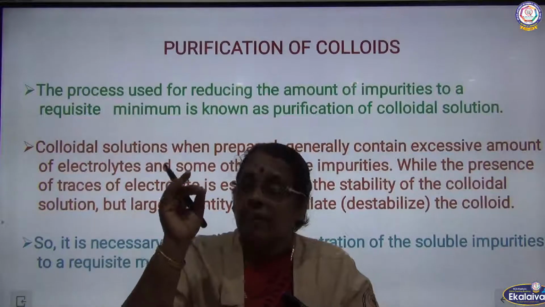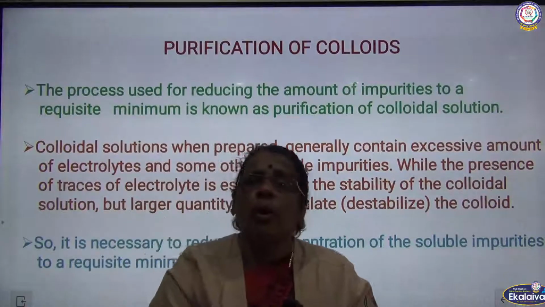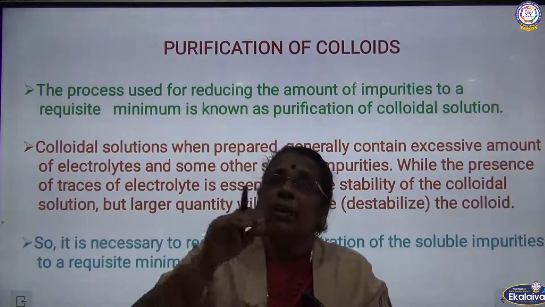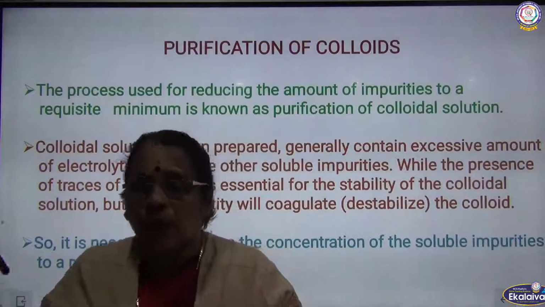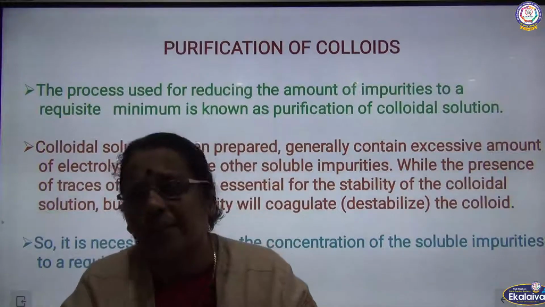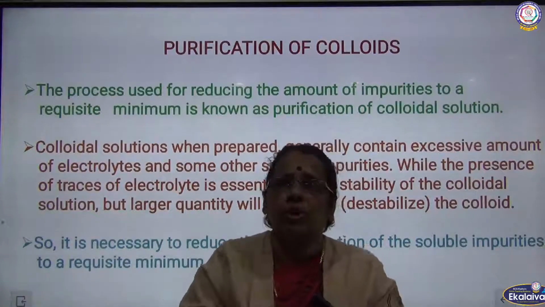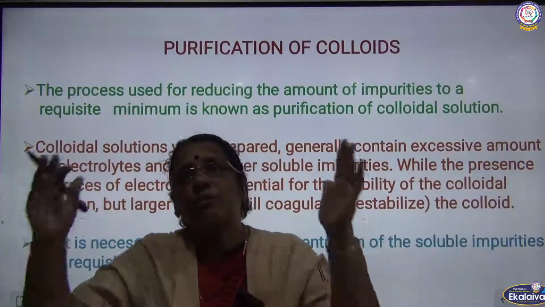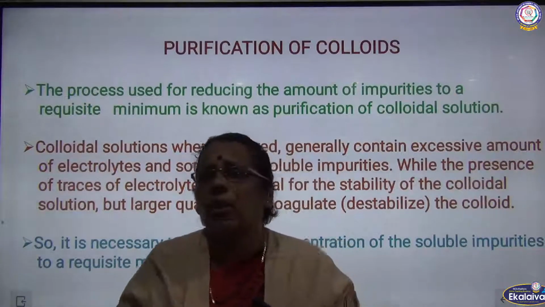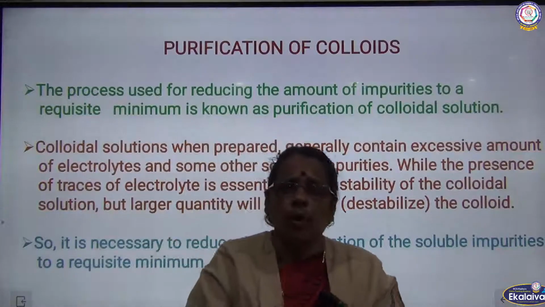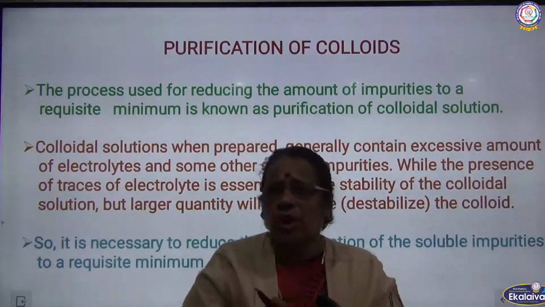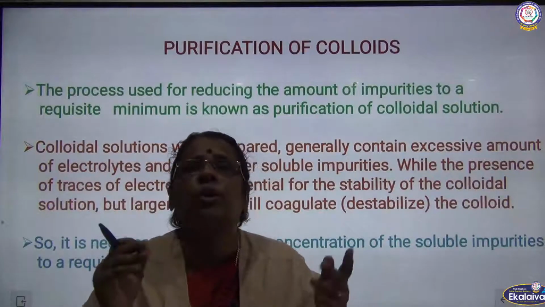So we need to control the quantity of electrolyte here, so that we can maintain the stability of the colloid. In order to purify the colloid, electrolytes are actually present as impurities. Electrolytes are needed in the colloidal solution only in small proportion. When a large proportion of electrolytes are there, it will deactivate the colloid, or make the colloid unstable. That's why we are going to reduce the concentration of the electrolyte in the colloidal solution to a minimum. So we can call it a purification technique.